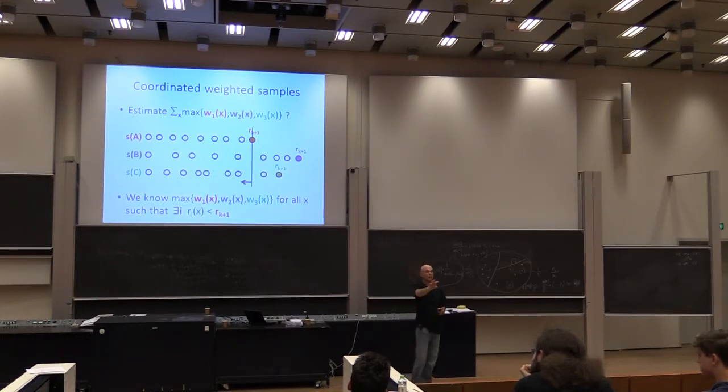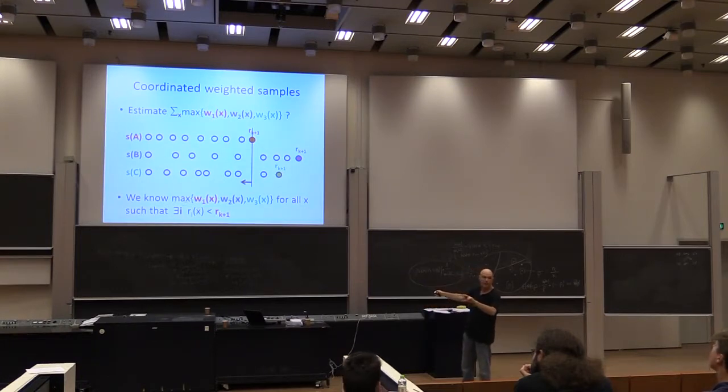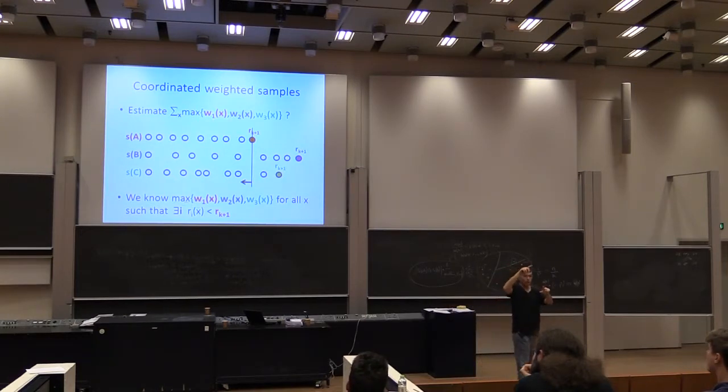If you appear in one of the samples, and your rank is small in at least one of the samples, and your rank is smaller than the rank of this guy, you know that the maximum among the weights that you see is the global maximum. And then I can use this item.